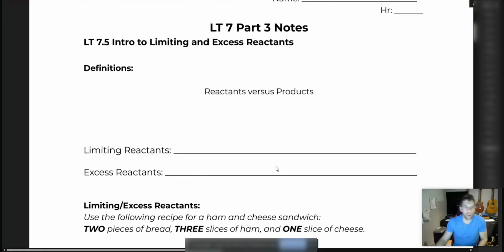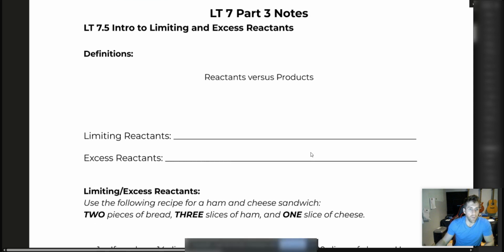Hey, how's it going? We are going to go over intro to limiting and excess reactants. We've needed to understand mole to mole, gram to mole, stoichiometry. We've had to understand balancing chemical equations. We needed to even understand the periodic table, what's in the periodic table, and what do we do with charges to even get to balancing a chemical equation, and so much more. But we're here now, and I'm going to go over these notes in order to help us derive where these definitions come from and integrate them into our plan.